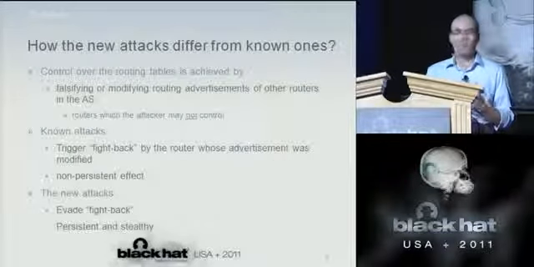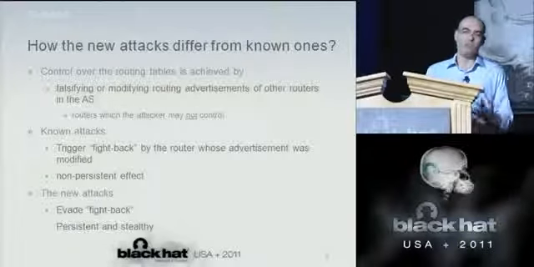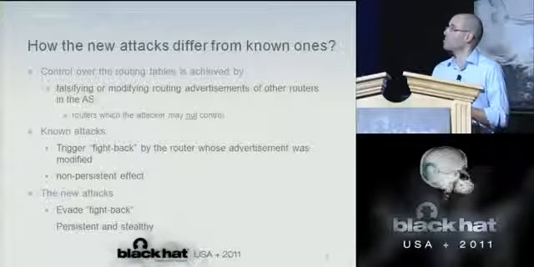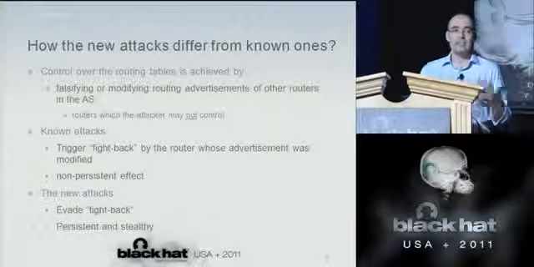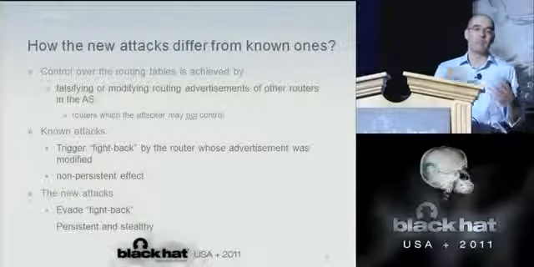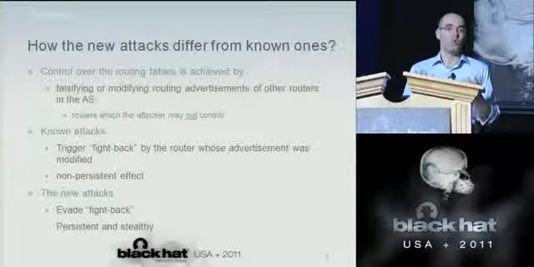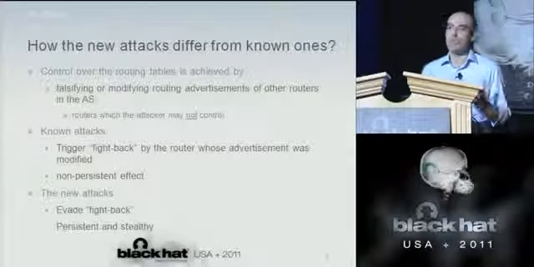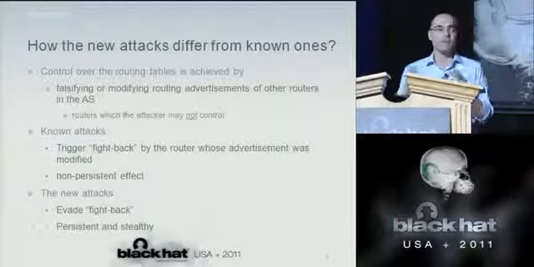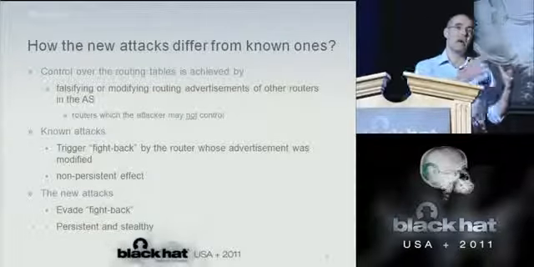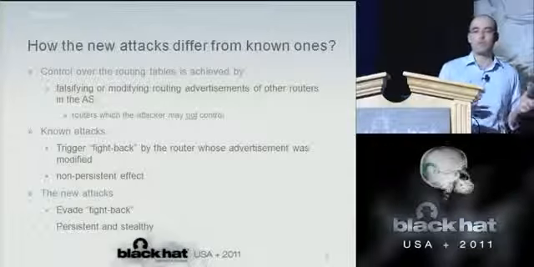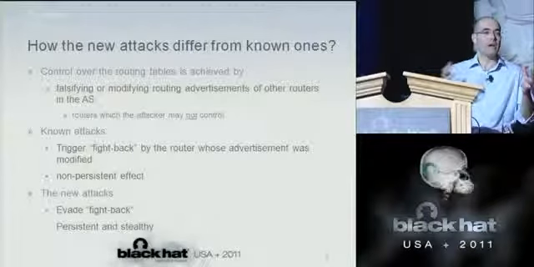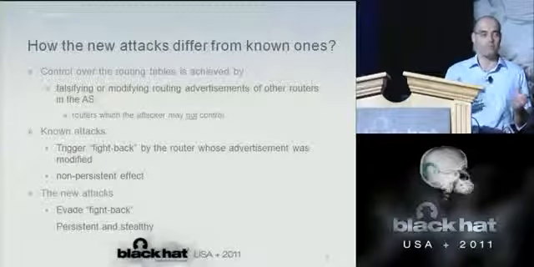So how do the attacks actually work, and why are they so different from known OSPF attacks you may already know? The attacks achieve control over the routing tables of another router by falsifying or controlling the router's view of the autonomous system's topology. This can be done by falsifying the routing advertisements of other routers in the autonomous system. The routing advertisements of other routers are used to compile the view of the autonomous system topology.